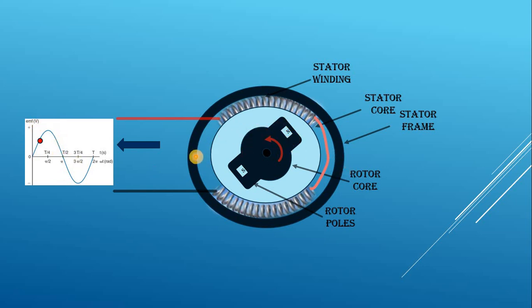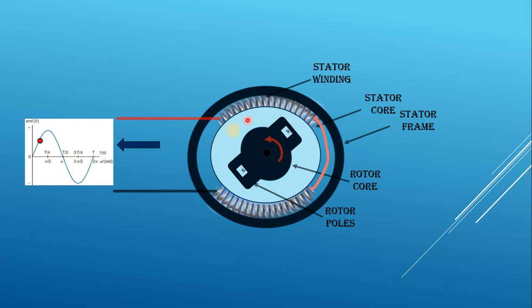Again, when the pole reaches the horizontal axis, the coil is neither under the influence of the south pole nor the north pole. So flux linkage is 0 and induced EMF will be 0. So at 180-degree rotation of the pole, induced EMF is 0. In this waveform, at 180 degrees, at pi, induced EMF is 0.